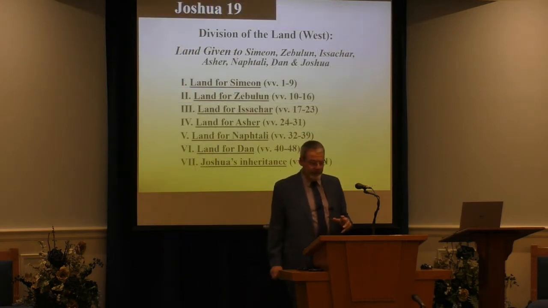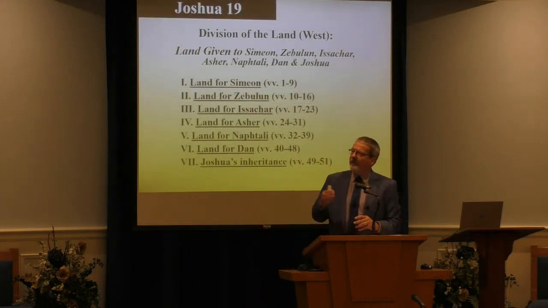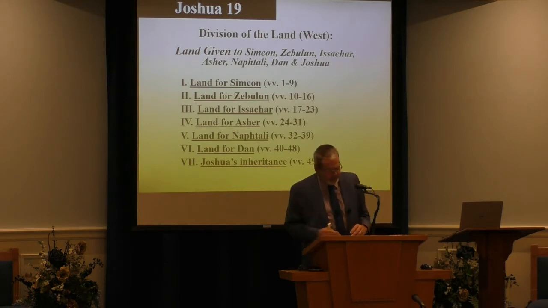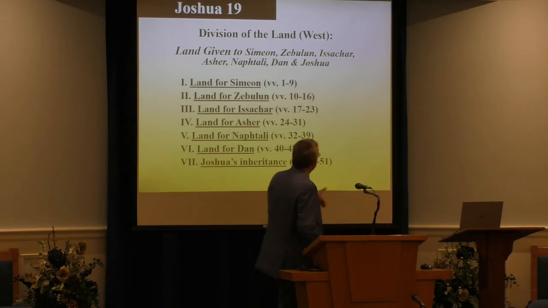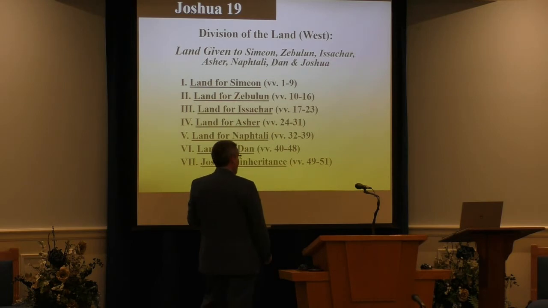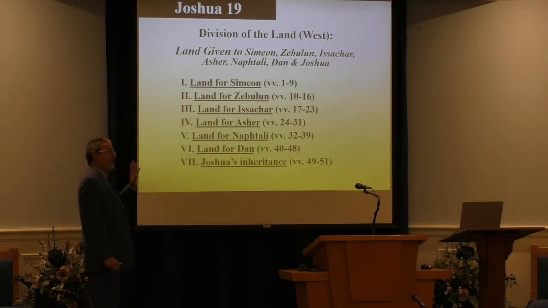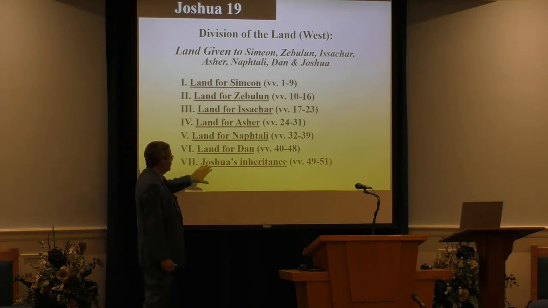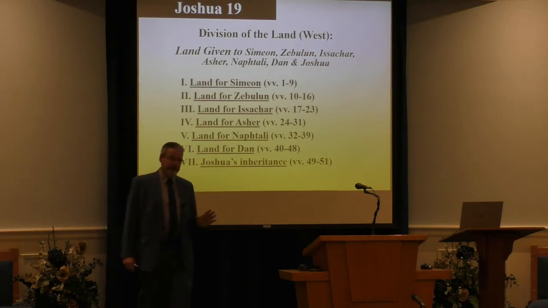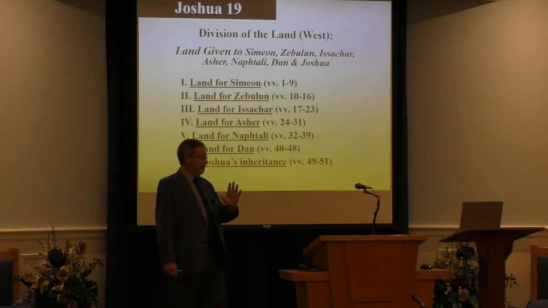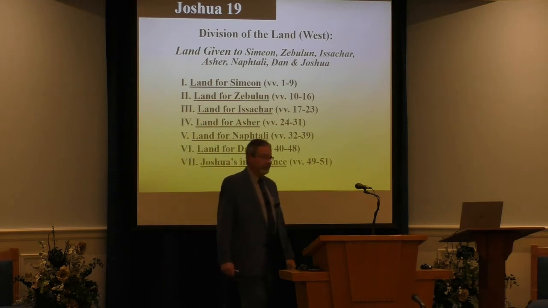Now here's what happens in our study tonight. The division of the land on the west, we're in that section, but we're looking at land that was given to 7 tribes, or 6 tribes, 6 of the 7 that were mentioned in chapter 18. So we have the land for Simeon and Zebulun and Issachar and Asher and Naphtali and Dan, and then Joshua's inheritance is given last, before the cities of refuge are mentioned. We'll talk about the significance of that a little bit later.